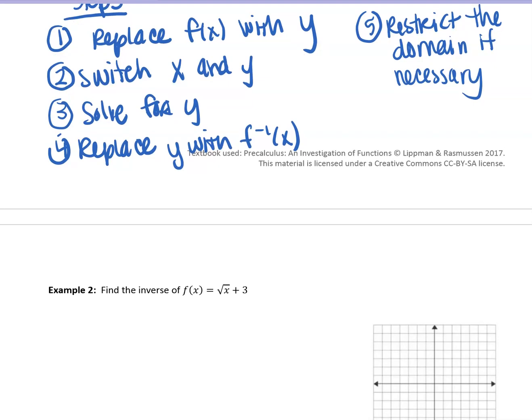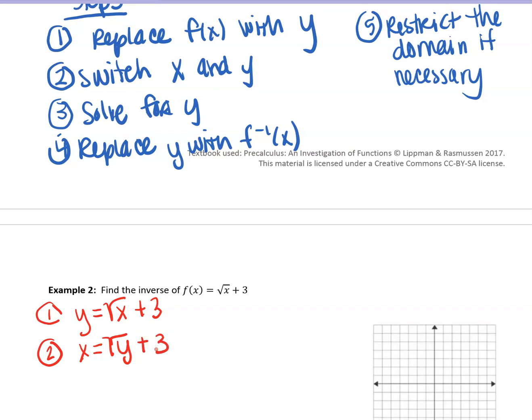Find the inverse of f of x equals the square root of x plus 3. So step number one, I want to replace f of x with y. So I'm going to say y equals the square root of x plus 3. Then number two, it says switch x and y. So I'm now going to say x equals the square root of y plus 3.